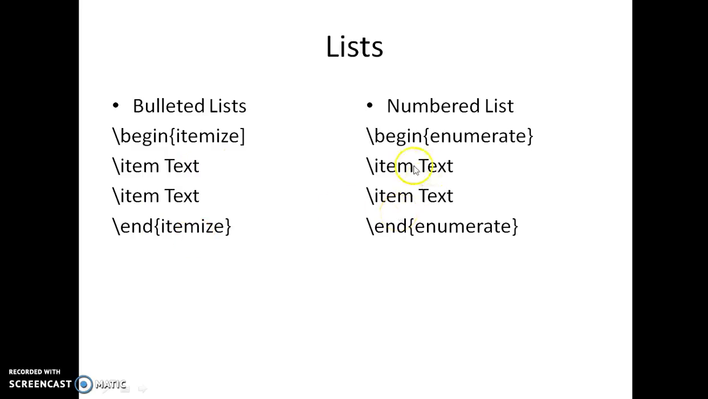Similarly, we can have \begin{enumerate}. This will create a numbered list. So we have items specified here and then we say \end{enumerate}.